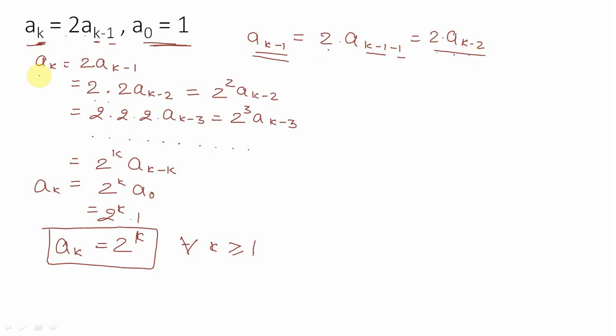So if I write ak is equal to 2ak minus 1, now ak minus 1 I can substitute as 2ak minus 2. So I get 2 into 2ak minus 2.